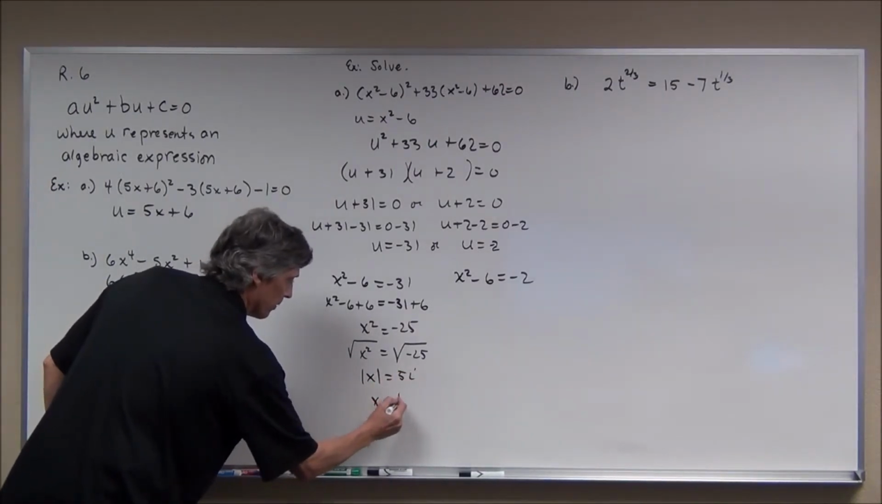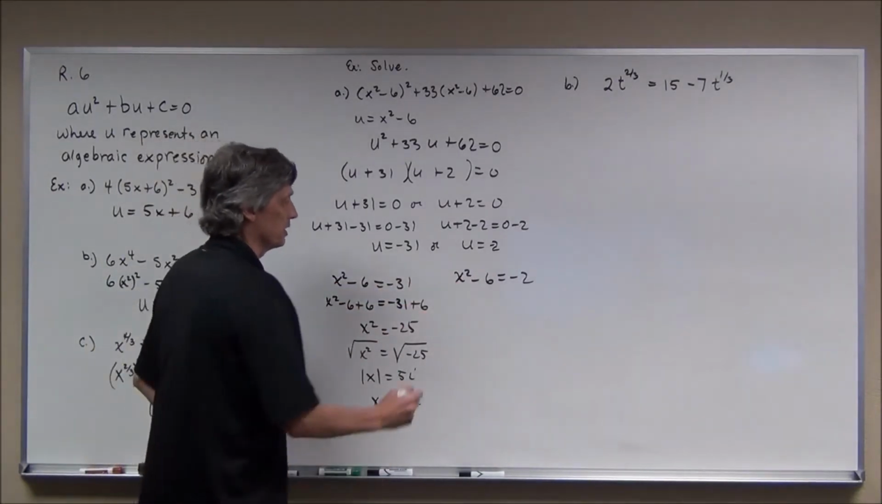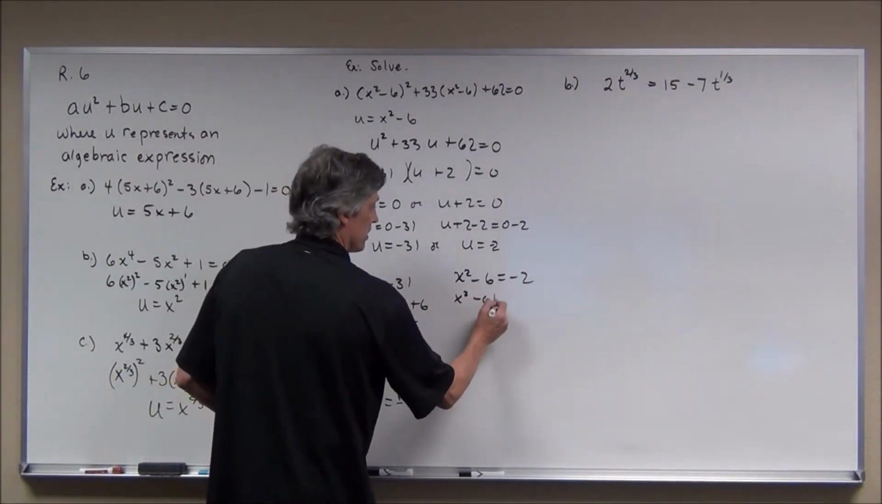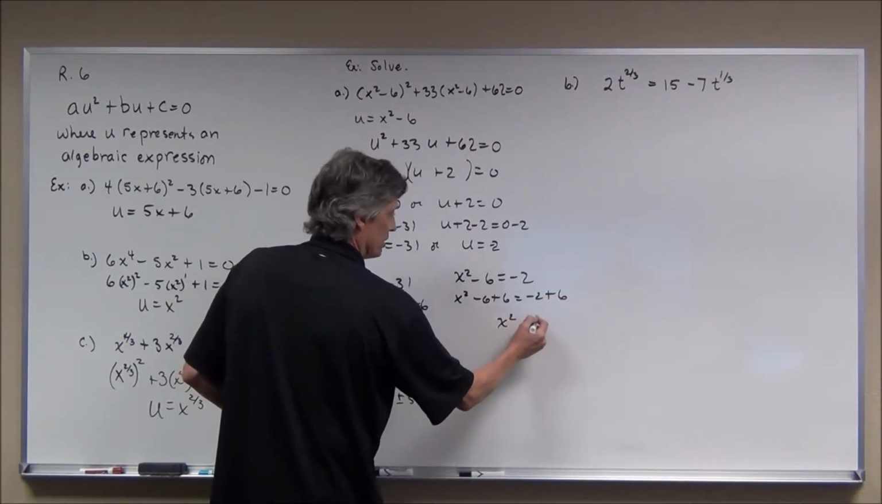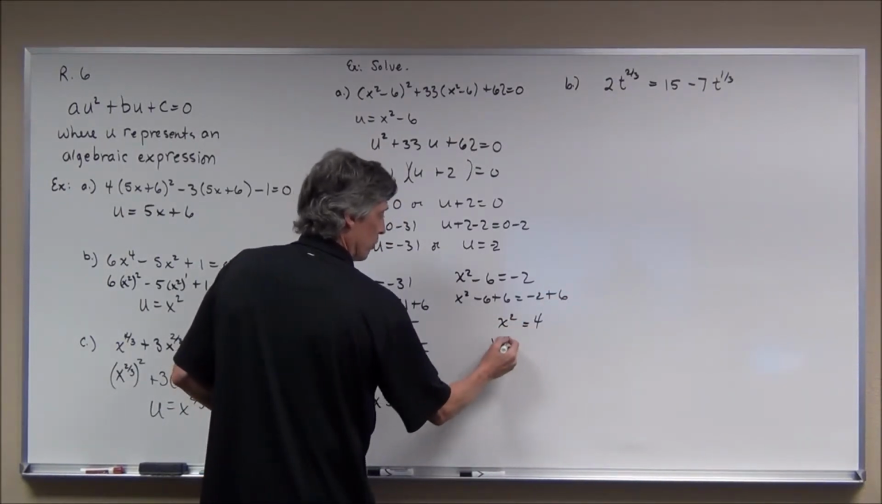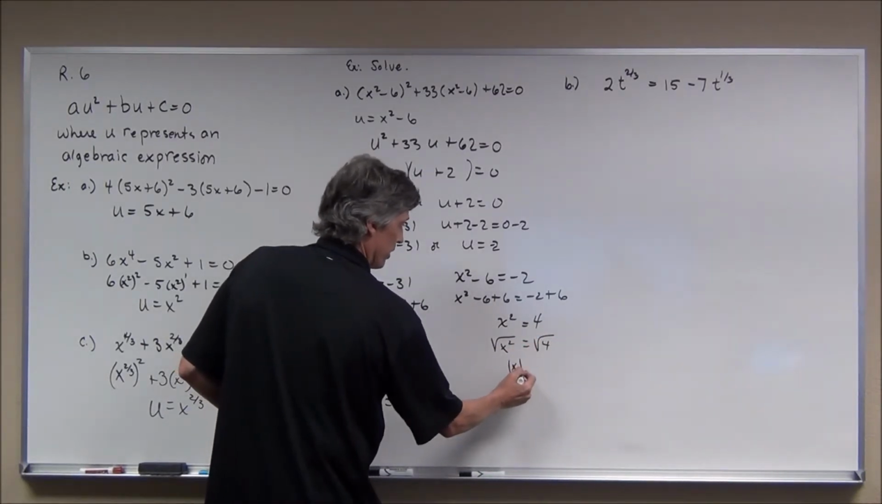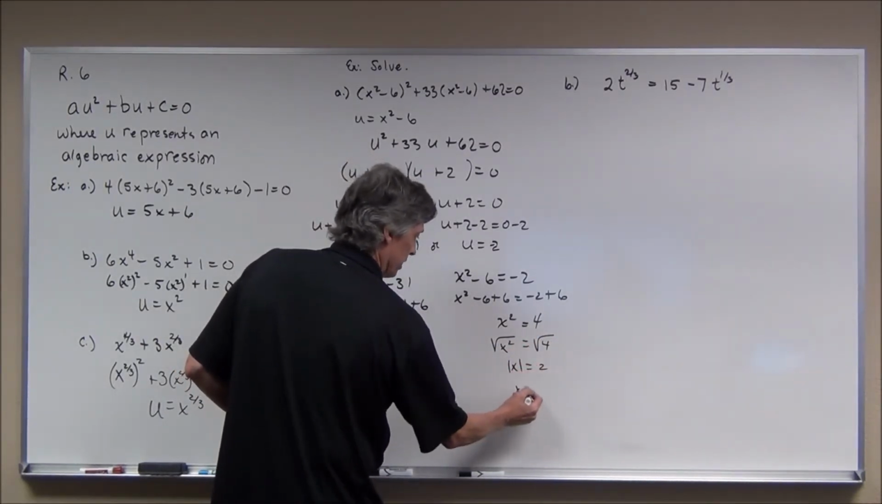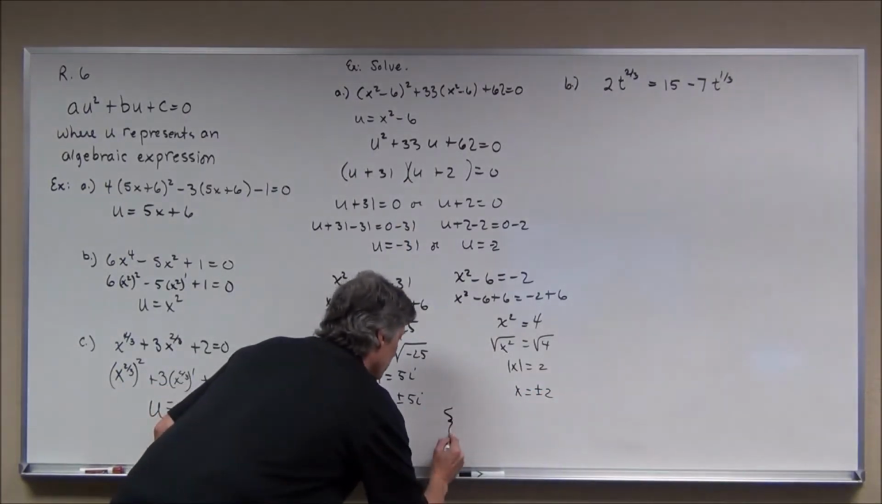So x is equal to plus or minus 5i. Over here, I'm going to add 6 to both sides, and I have x squared is equal to 4. And if I take the square root of both sides, even more conveniently, I get the absolute value of x is equal to 2. I have x is equal to plus or minus 2. I have 4 solutions here in my solution set.